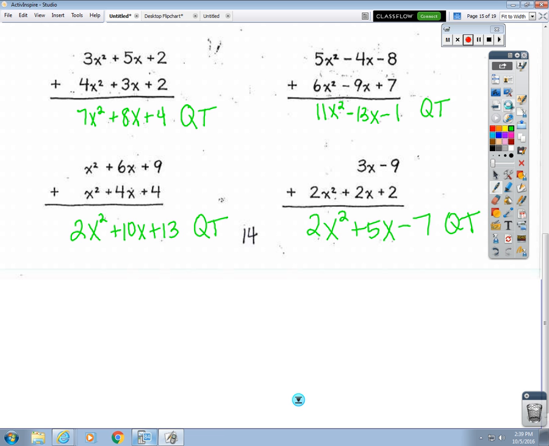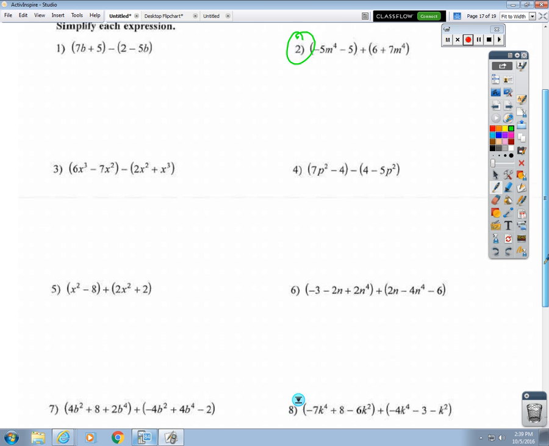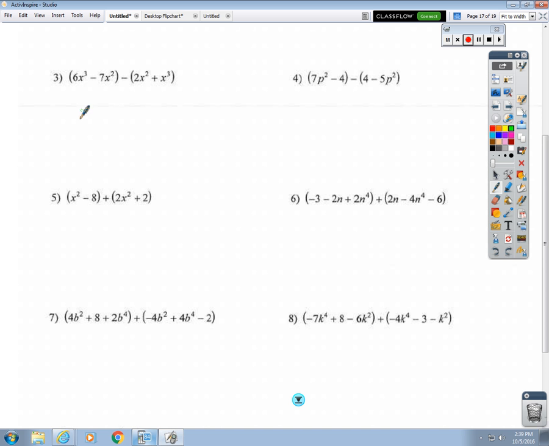Skip the next page and go to 16. The next two worksheets are made up of adding and subtracting. Well, today we only worked on adding, so you're only going to work on the adding one. So you're going to skip number 1 because it's subtraction. But see how number 2 has a plus in the middle? So you're going to do it. Then you're going to skip 3 and 4. You're going to do 5 and 6. So far I've circled 2, 5, and 6. Circle them. 2, 5, and 6.